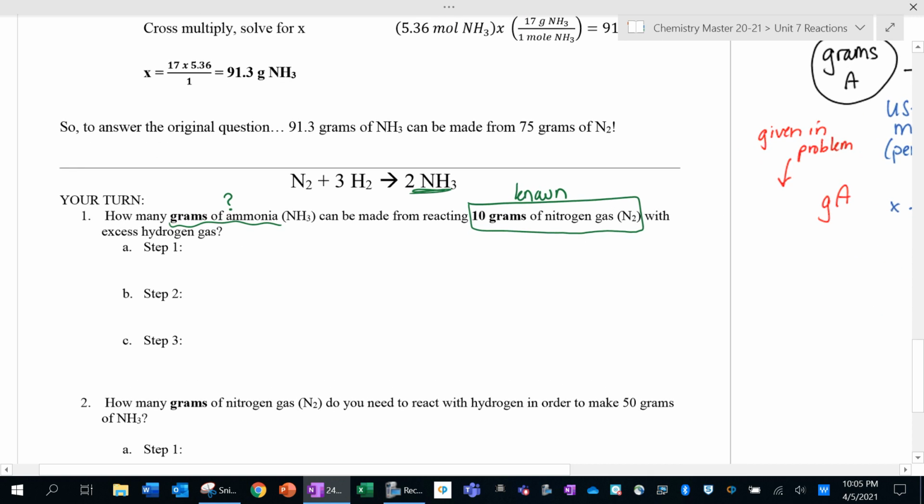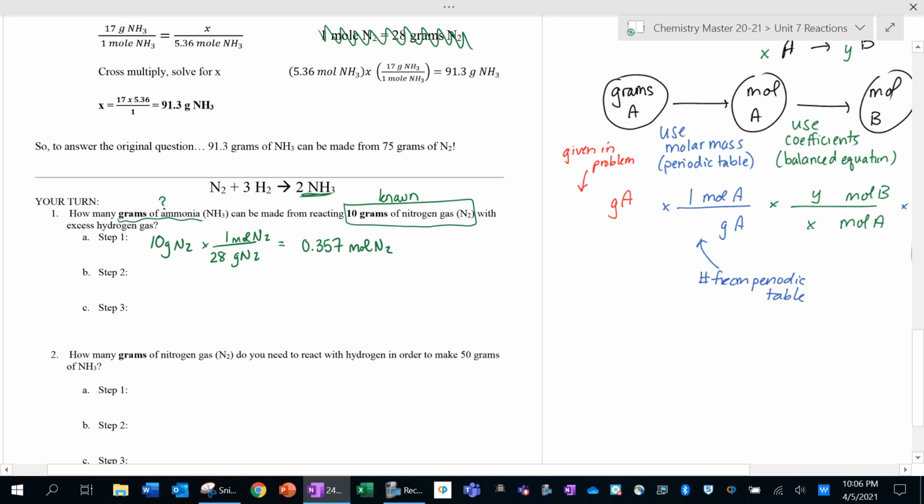Step one is we take our known, the 10 grams of nitrogen, and convert grams nitrogen into moles nitrogen. 1 mole nitrogen is 28 grams, and again, we find that by looking at the periodic table. I'm going to stop and write this down: 0.357 moles N2. I'm not particular about how you round it here. Generally keeping 2 past the decimal is fine, so if you round to 0.36, that's good too. Okay, so that's step one, we went from grams to moles.